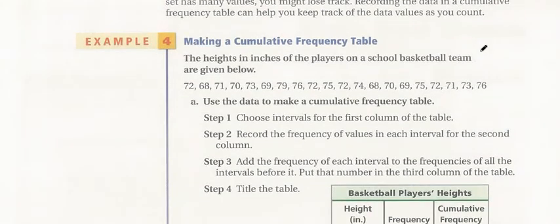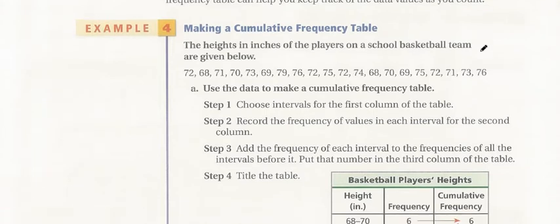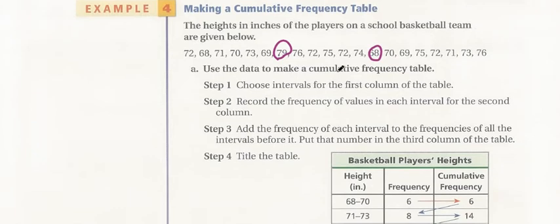The heights in inches of the players on a school basketball team are given below. I'm going to make a cumulative frequency table. I have this data. First step, you have to identify the smallest number. What is the smallest number you have? 68. And what is the greatest number? I'm going to have a quick look at my numbers. It's 79.